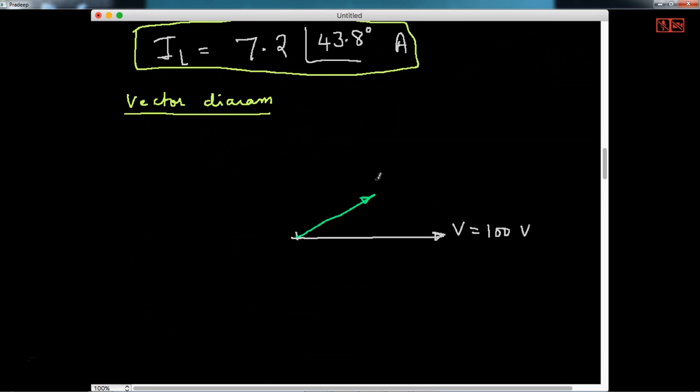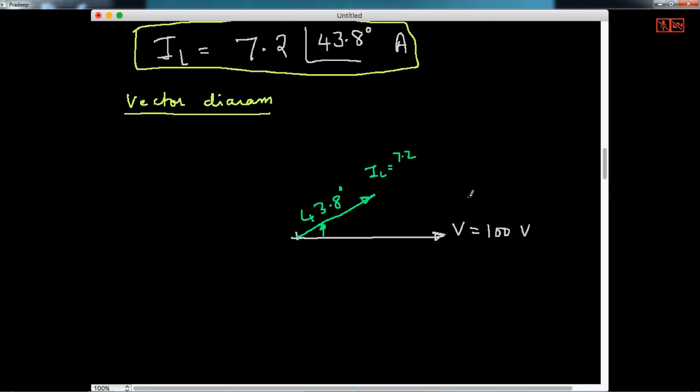So this angle is 43.8 degrees and the magnitude is 7.2. Notice that the IL is leading because the angle is positive, and therefore it is above the voltage, that means the current is leading the voltage. Which is also expected because if you look at the impedance, the capacitance is more than the inductance, so overall it is like that. So this is the case.